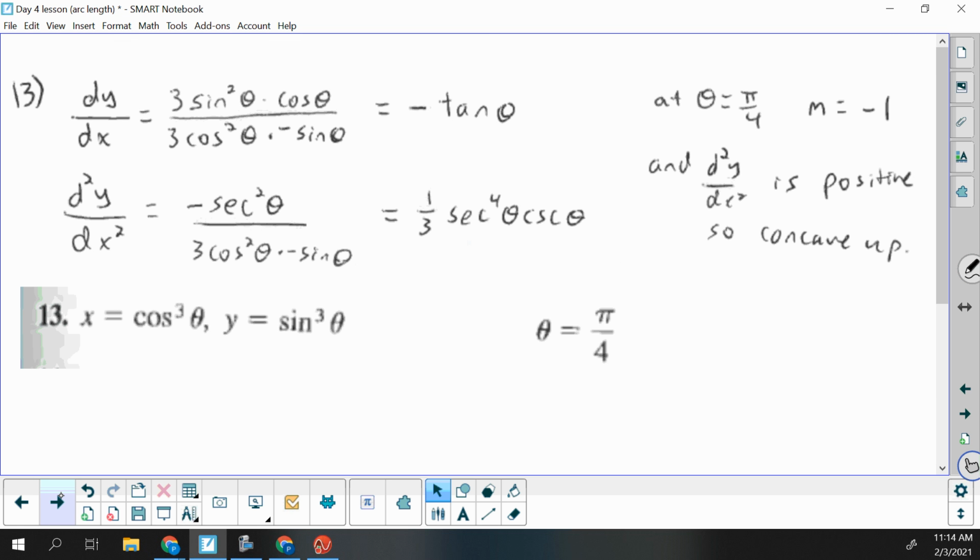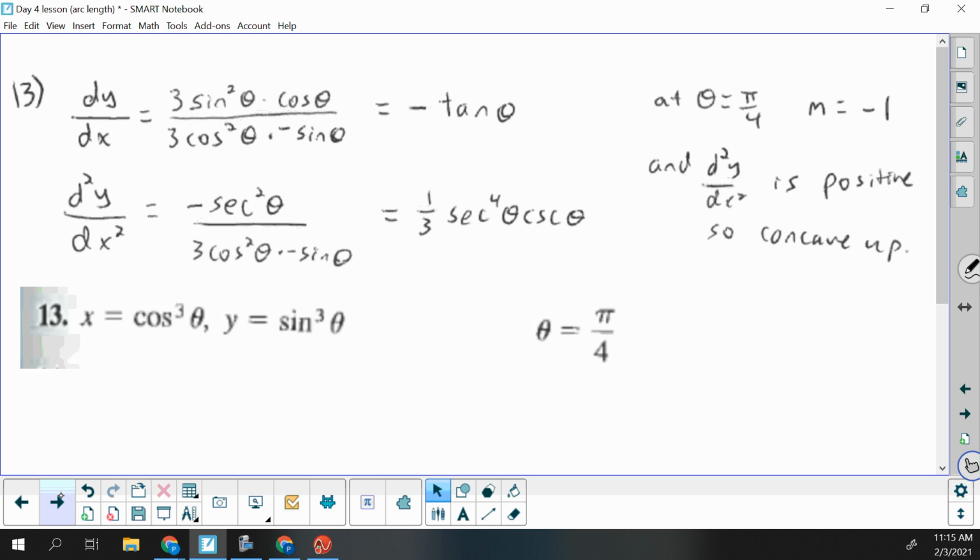In 13, make sure you did your chain rule for each of those. One set of coses, one set of sines divides out. You're left, and the 3's divide out, so you're left with negative sine over cos, so negative tangent. At pi over 4, tangent is 1, so we get negative 1 for the slope.